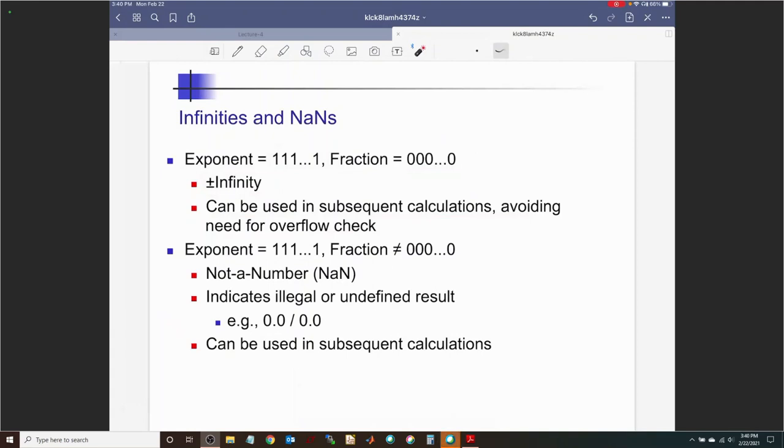Now, how about if all the 8 bits in the exponent field are all ones, and your fraction field, instead of being all zeros, is non-zero? That is indicative of not a number, which often happens when you divide a 0 by 0. So it indicates illegal or undefined results. All 8 bits in the exponent have to be 1, and the 23 bits have to be non-zero, right? That means any one bit has to be non-zero. You can still continue to use it in subsequent calculations.